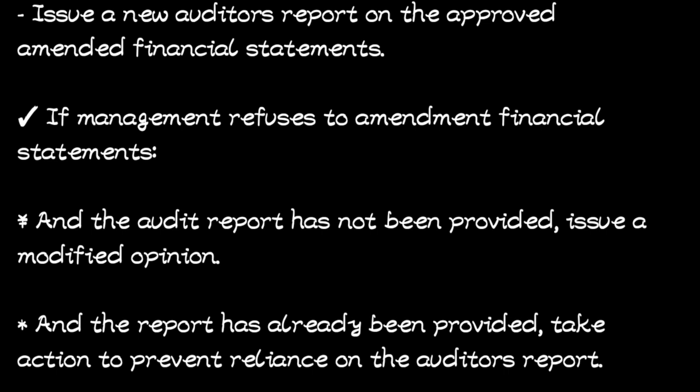A modified opinion shows that financial statements are not free from material misstatements. So the auditor will issue an audit report with a modified opinion. Then secondly, if the report has already been provided, then the auditor is supposed to take action to prevent reliance on the auditor's report. The auditor is supposed to communicate to the users of the financial statements and tell them that the financial statements are not reliable because of such and such reasons.